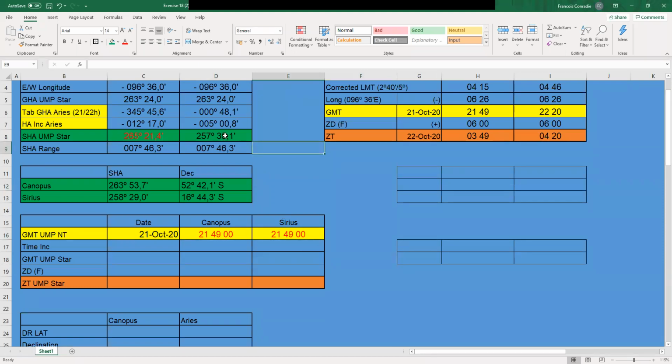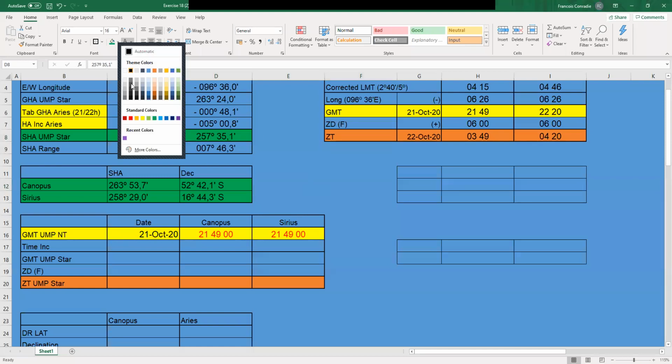Then the next one, 257°35.1', just trying to find a color that'll actually work.